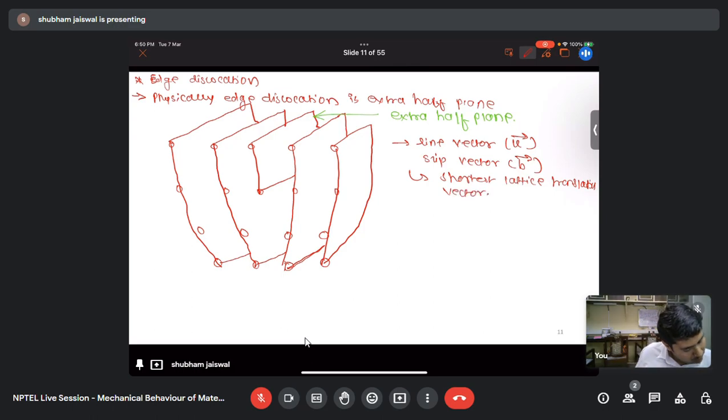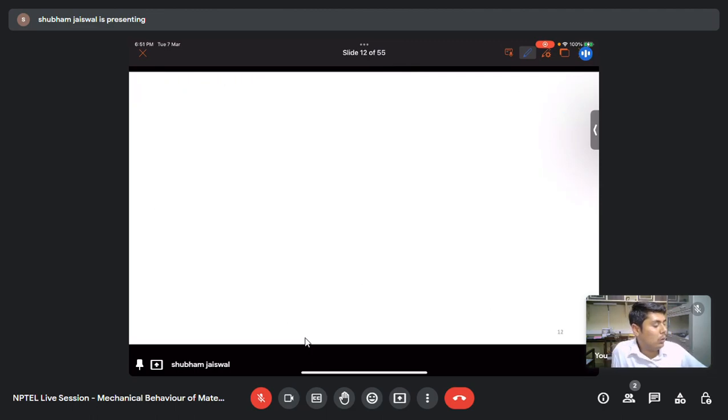Then we have seen that, let's say this is my line vector. Okay. And this is my shortest translation Burgers vector. So we know how to find out the Burgers vector and draw the Burgers circuit, etc. These are the things we have seen in the lecture itself. So physically the edge dislocation is the extra half plane, but practically it is only a line. So this is the thing we have seen about the edge dislocation.